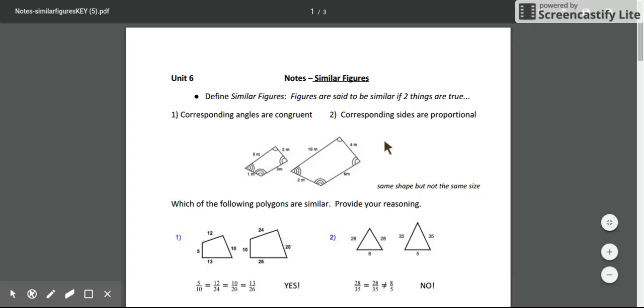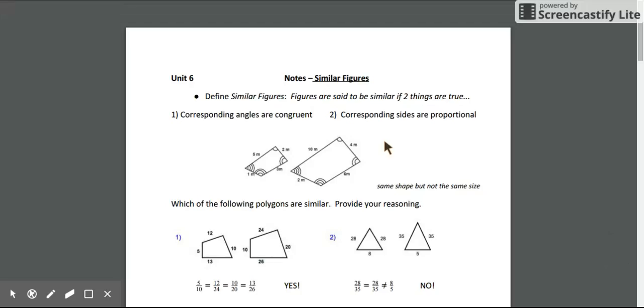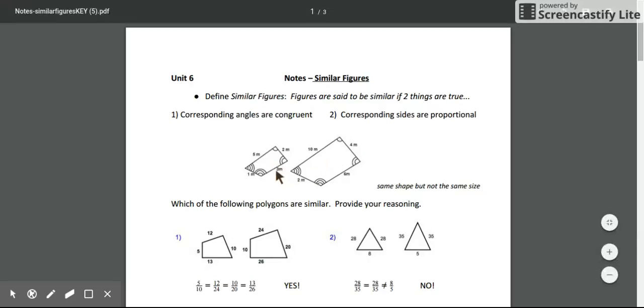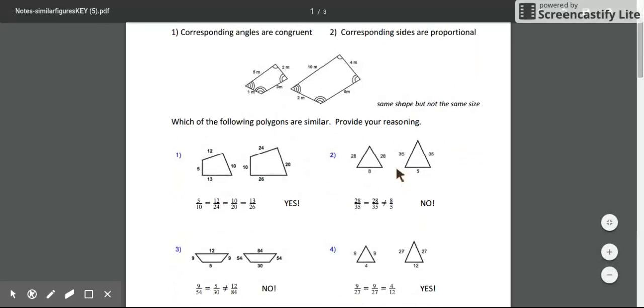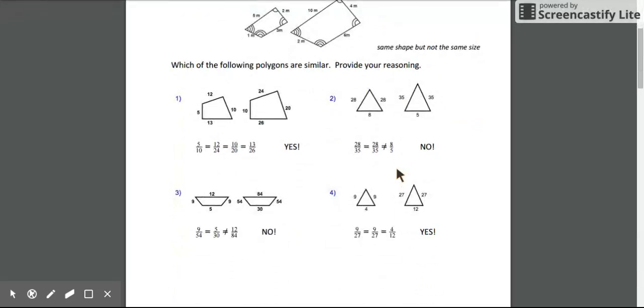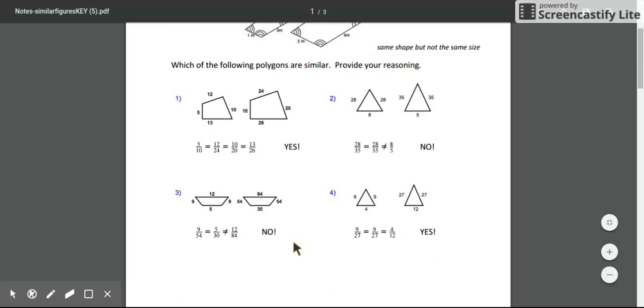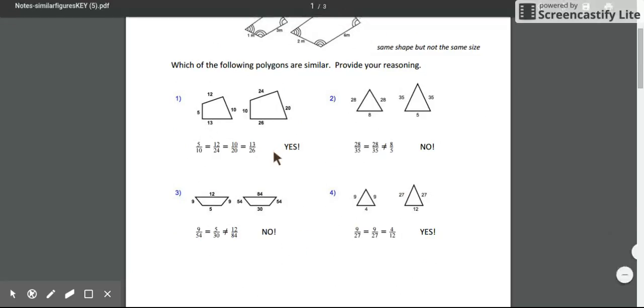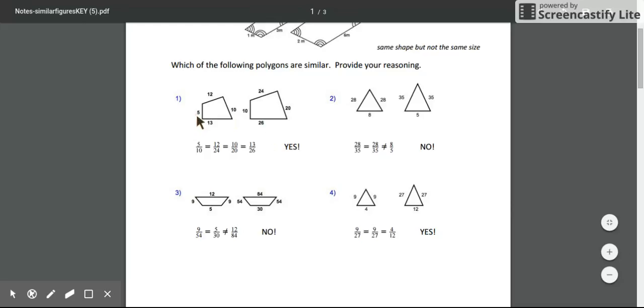So most easily, similar shapes are the same type of shape, but different sizes. We just have to be more specific when we say they're a different size. They have to be proportional. So let's practice that. In the following shapes, we're going to try and prove that they are similar or say that they're not. So we're comparing corresponding parts.